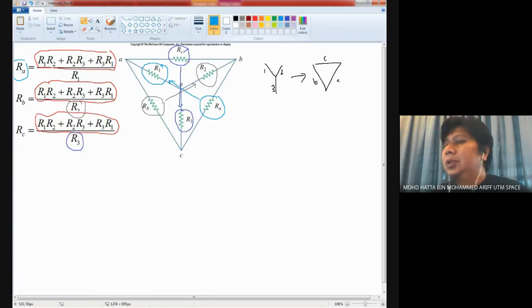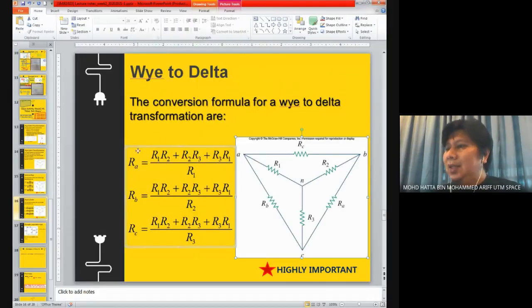R1 should be this color. Only the denominator changes, the numerator is kept the same. If you look at the numerator, it is R1 times R2, R2 times R3, R3 times R1, basically a combination of these three Y connected resistors.